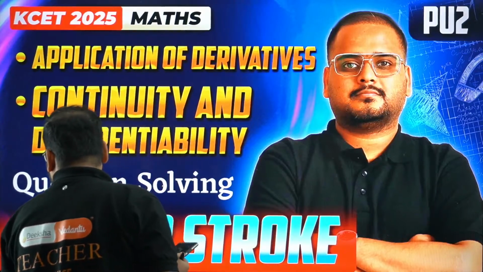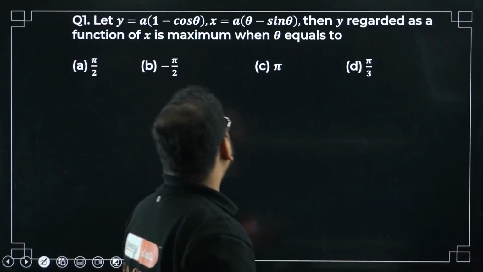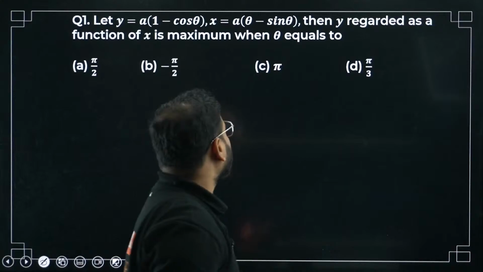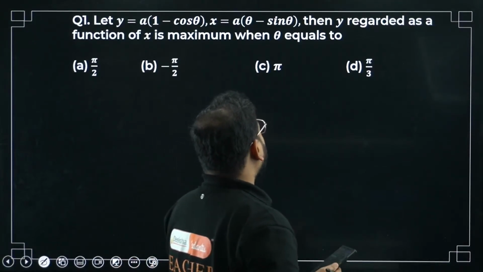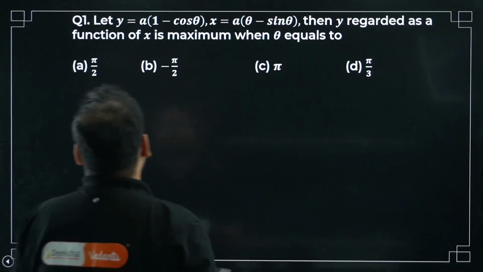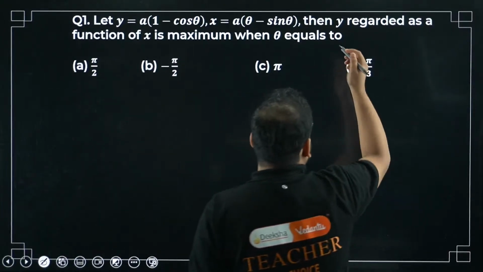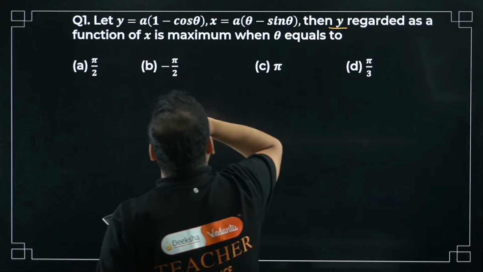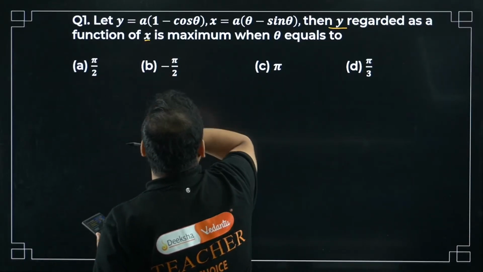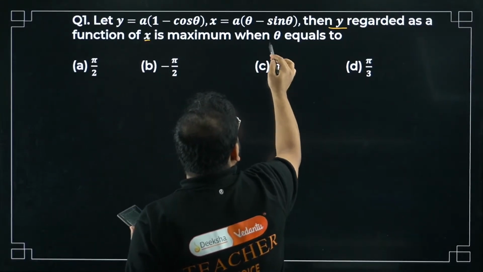Okay, so question number 1 would be: let y equals a times (1 minus cos theta), x equals a times (theta minus sin theta), then y regarded as a function of x is maximum when? So maximize y, when it is given as a function of x, when theta equals what value?